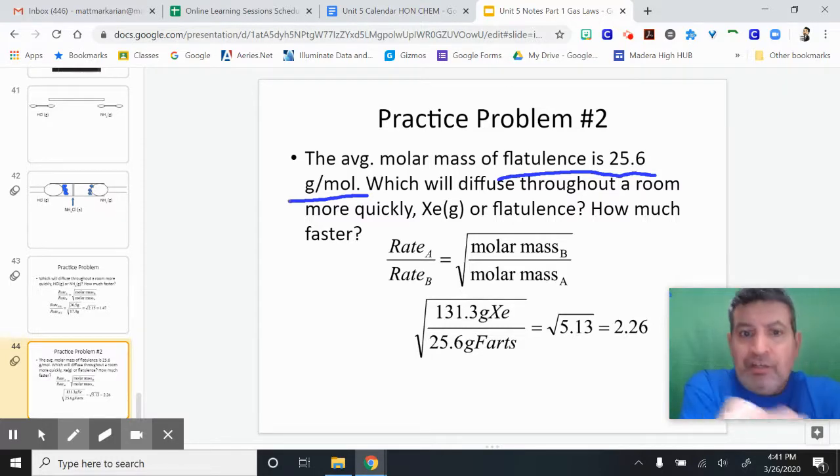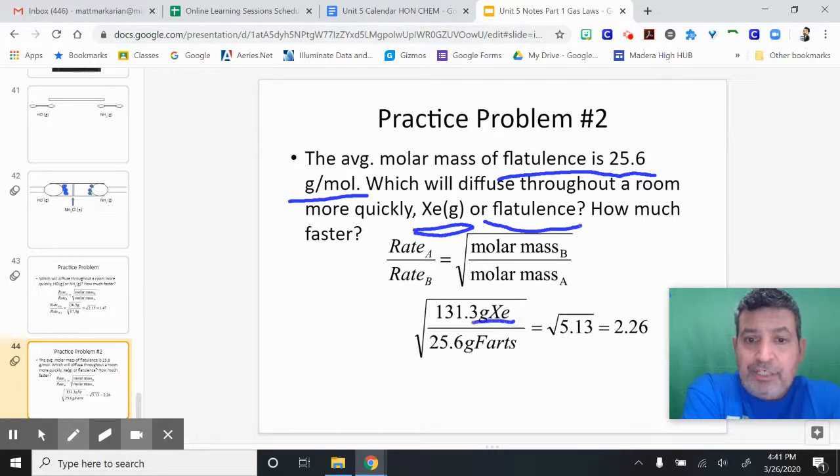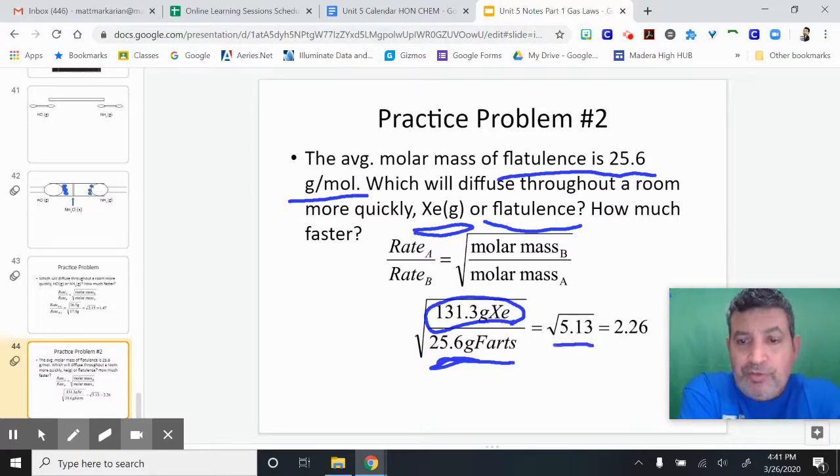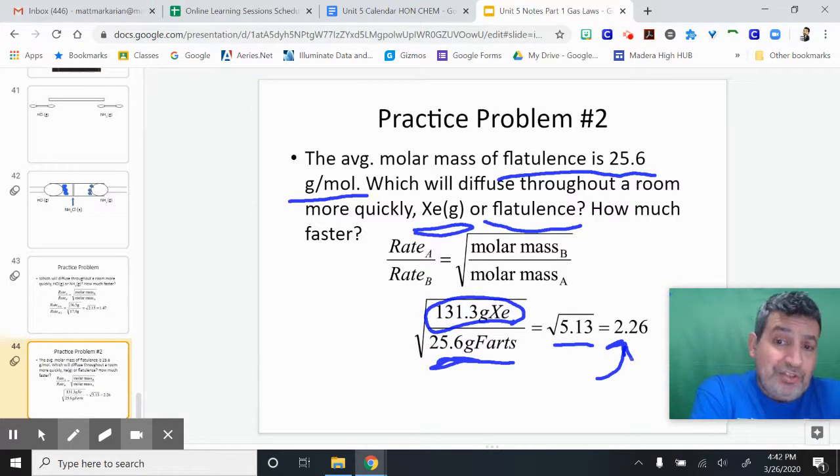Everybody's a little bit different. It says, which will diffuse throughout a room more quickly, the gas xenon, the noble gas, or flatulence, and how much faster? So on this problem, the 131.3 grams of xenon goes on the top. That number is coming from the periodic table for xenon. This one was given to you in the problem, and we put the heavier one on top, divide, we get 5.13, take the square root, and we get 2.26. So flatulence will move 2.26 times faster than xenon on average.